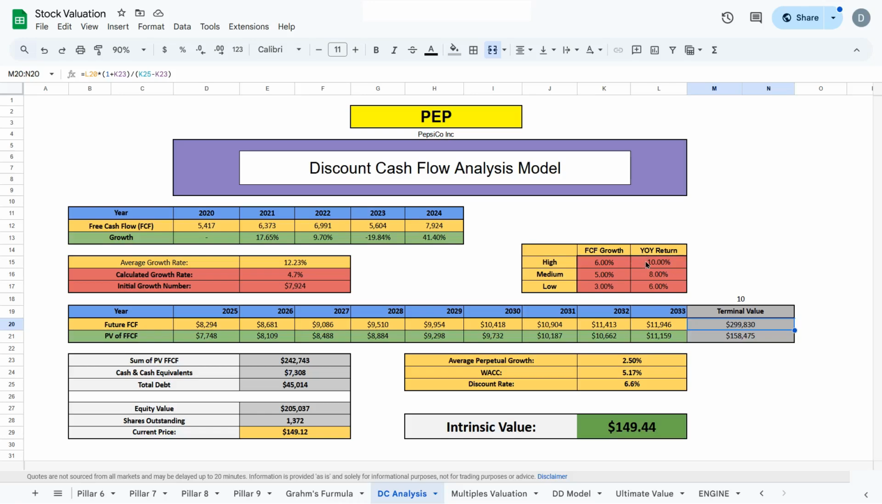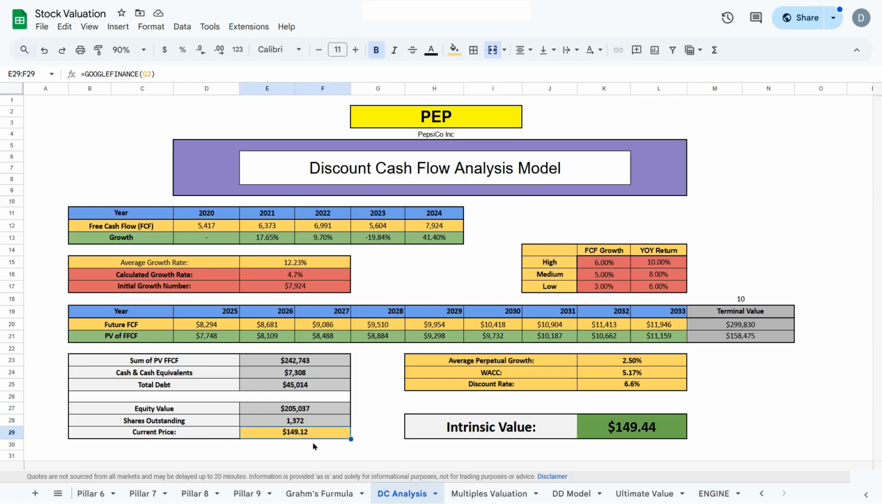Afterwards, I will average out my high, medium and low year-over-year return estimates with the WACC of the company and calculate a discount rate of 6.6%, which I will use to calculate the present value of that future free cash flow. I will then sum all of it up, add cash and cash equivalents and subtract total debt to get an equity value, which I will divide by the shares outstanding and get an intrinsic value of $149.44, which as you can see is very close to the current trading price.